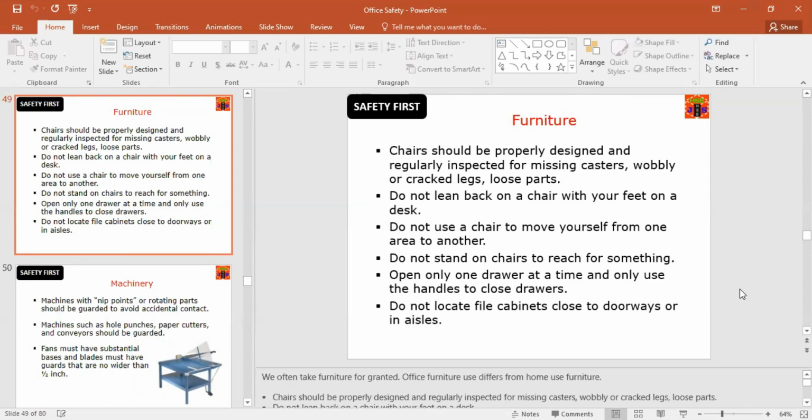Don't stand on chairs to reach for something. Open only one drawer at a time and only use the handles to close drawers. Don't locate file cabinets close to doorways.